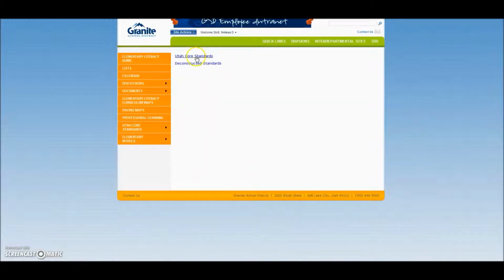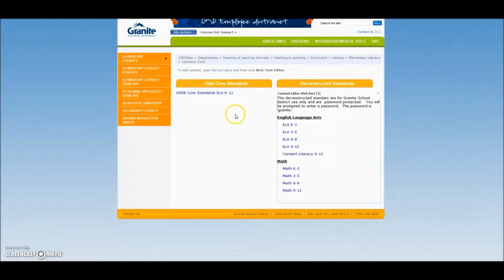Here you will find a link to the Utah Core Standards as well as the deconstructed standards. You will find them for both English Language Arts and Math. Once you click on these, just put in the password Granite and it will take you to that site.